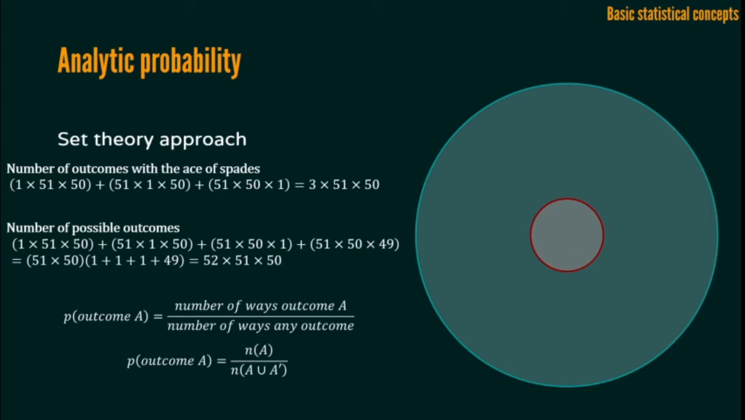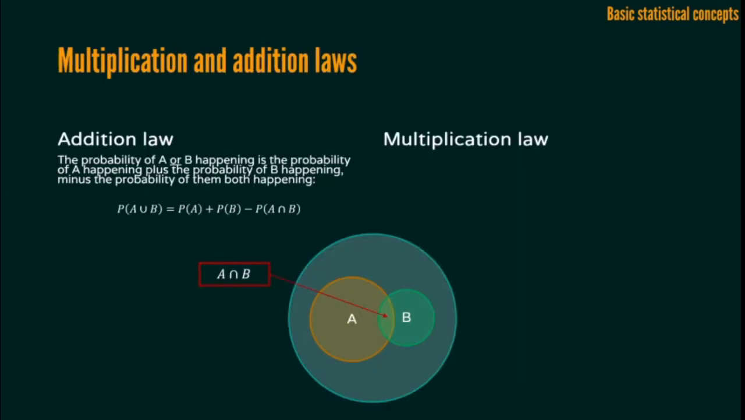Okay, so far so good. We can use what we've done so far to work out some pretty neat laws. First of all, we can work out the addition law. So the addition law is pretty intuitive once you're thinking of probability in terms of sets. The addition law states that the probability of A or B happening is the probability of A happening plus the probability of B happening minus the probability of them both happening.